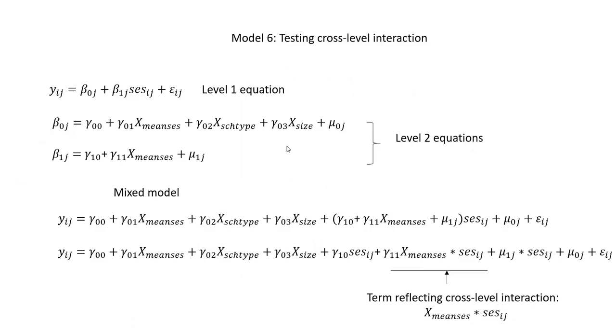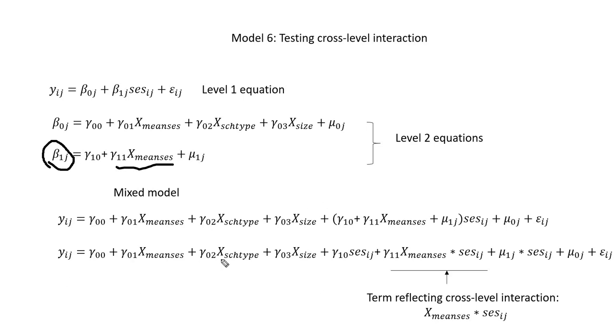So next we're going to test a cross-level interaction, and for this one we're going to keep it simple. We're just going to add in one predictor at a time. I could theoretically add in multiple predictors of the slope, and this is the slope right here, and now we're adding in mean SES as a predictor of the variation in the slopes.